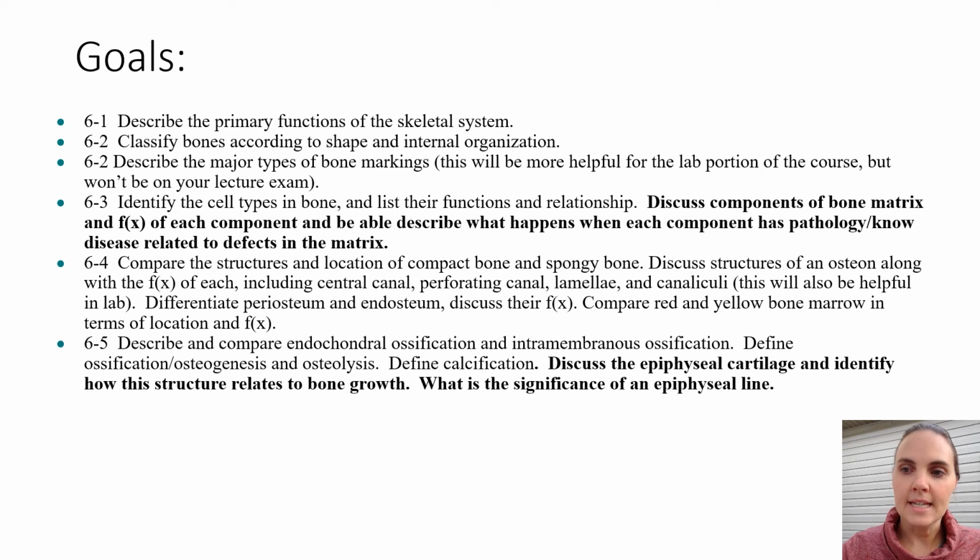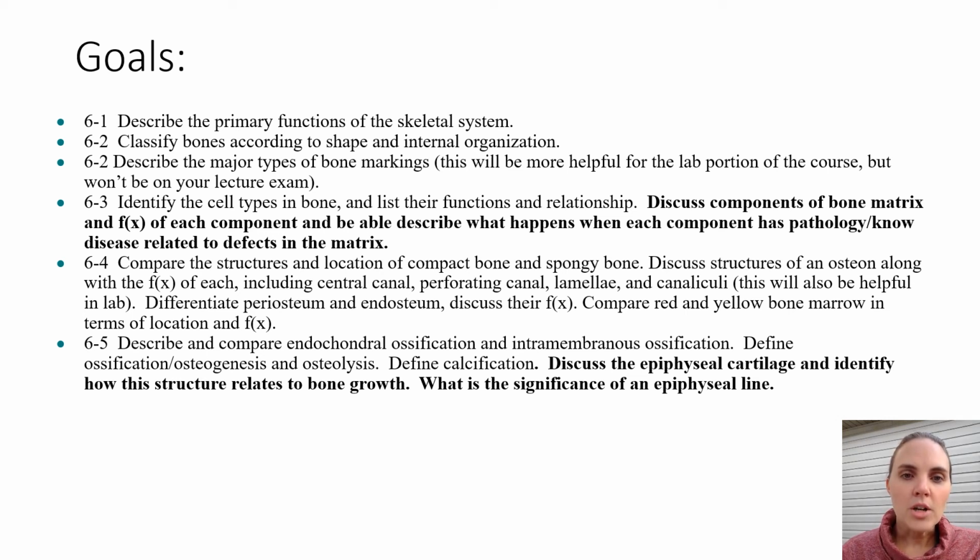So there is a slide in here on bone markings, but you definitely want to learn those terms for lab, but they won't be on your lecture exam. To identify the different types of cells in the bone and list their functions and relationship, to talk about the components of bone matrix and what the functions of the different components are, and also be able to describe what would happen if each component had a pathology. So if we had a disease affecting one component of the matrix, what would we see in that individual skeleton? And we'll learn about some diseases that relate to that.